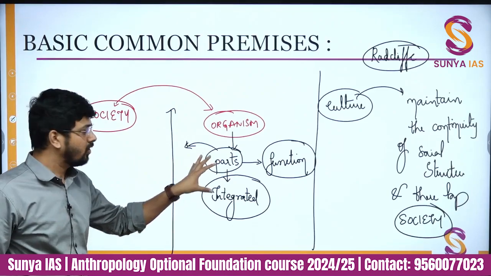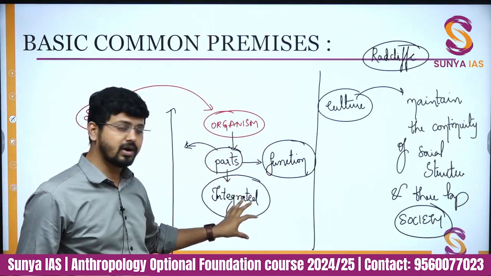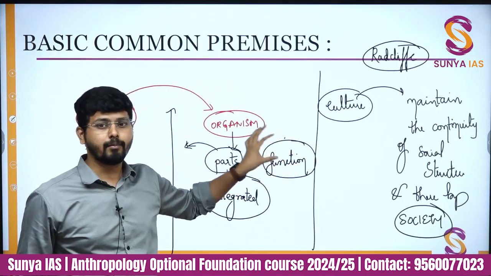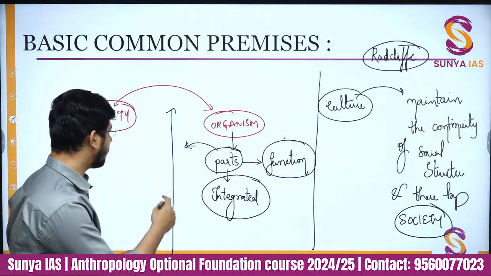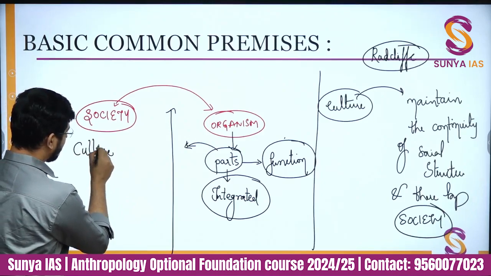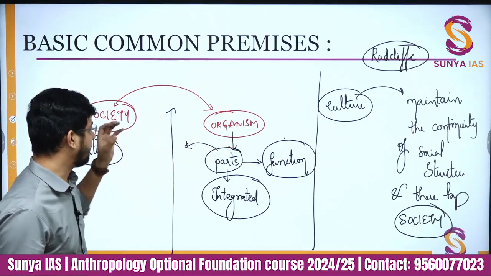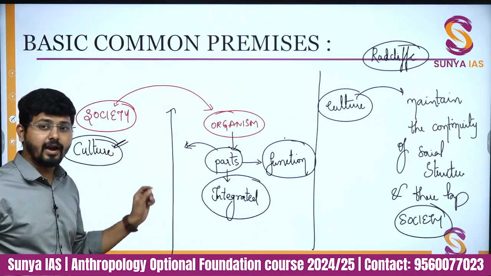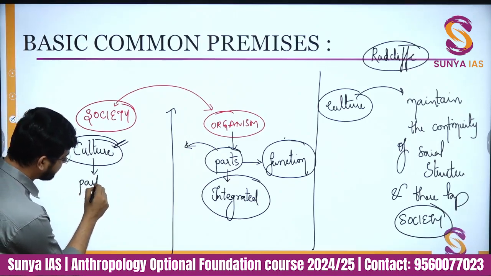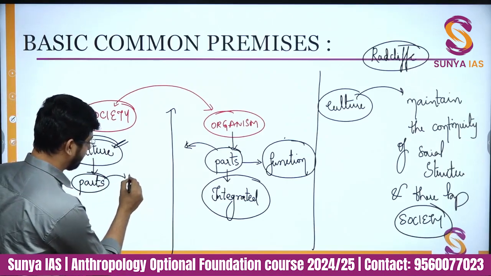He says that, okay, the organism is there, the organism has parts, these parts are interrelated and integrated, and every part makes a contribution, but the view is different. So for Malinowski, just like an organism, there is culture, and within the culture there are parts, and the basic tenet of culture is a trait.